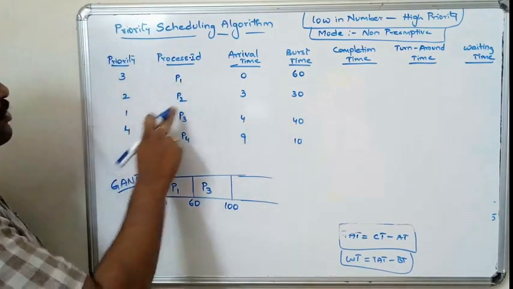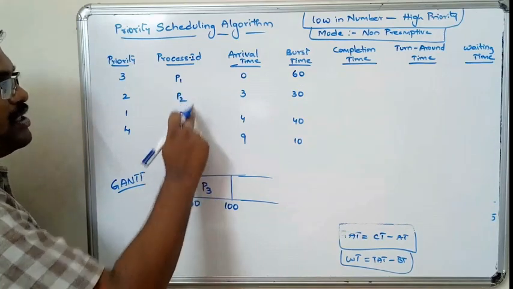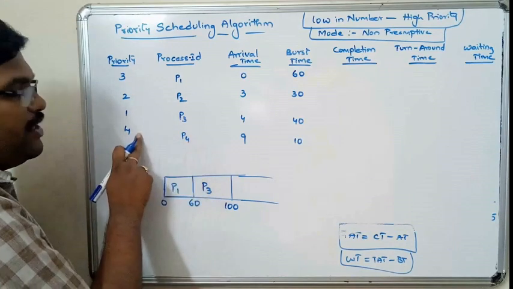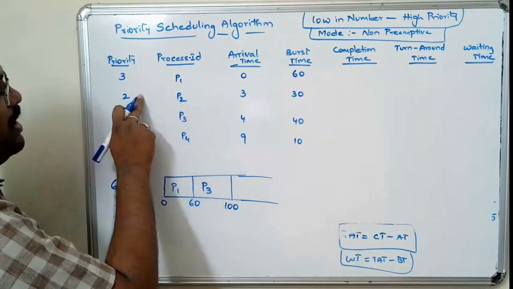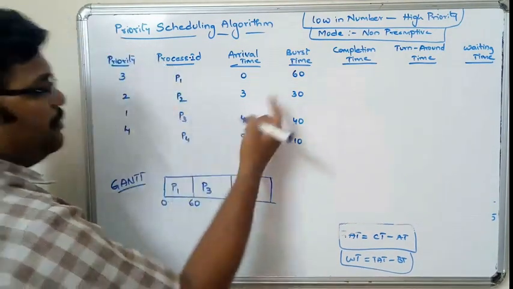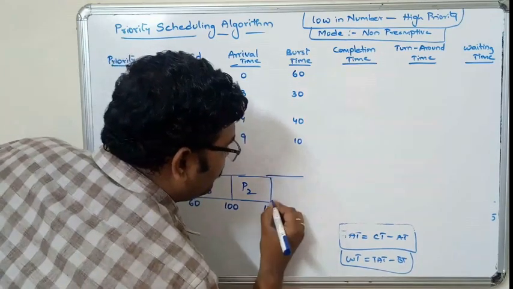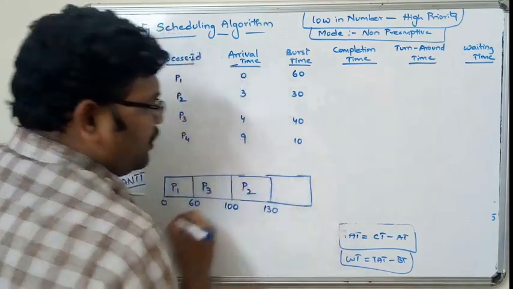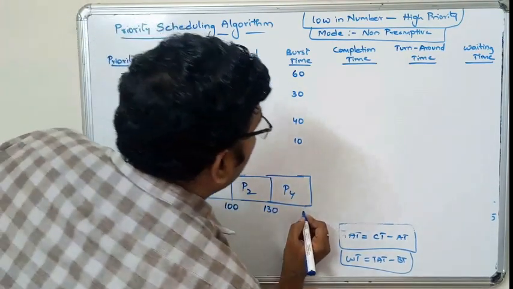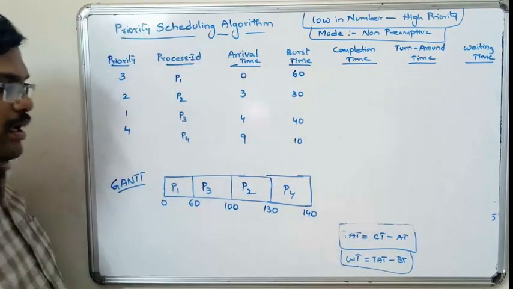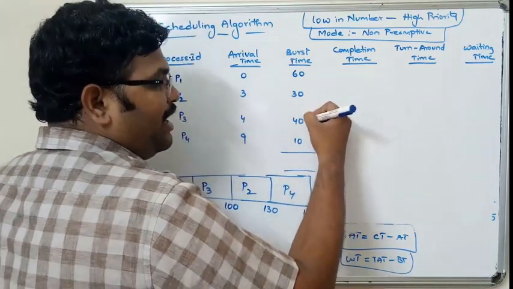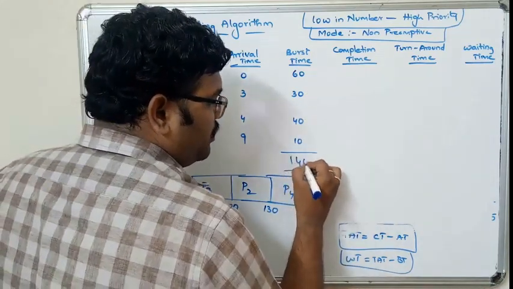So it's 100. At the time of 100, 2 processes are available in the ready queue. P2 has priority 2, P4 has priority 4. As P2 has the highest priority, P2 is allocated to the CPU and it runs until 130. After that, only one process remains, that is P4, which is allocated, and it runs until 140. Let us find out the total: 60 plus 30, 90, 90 plus 40, 130, and 140.